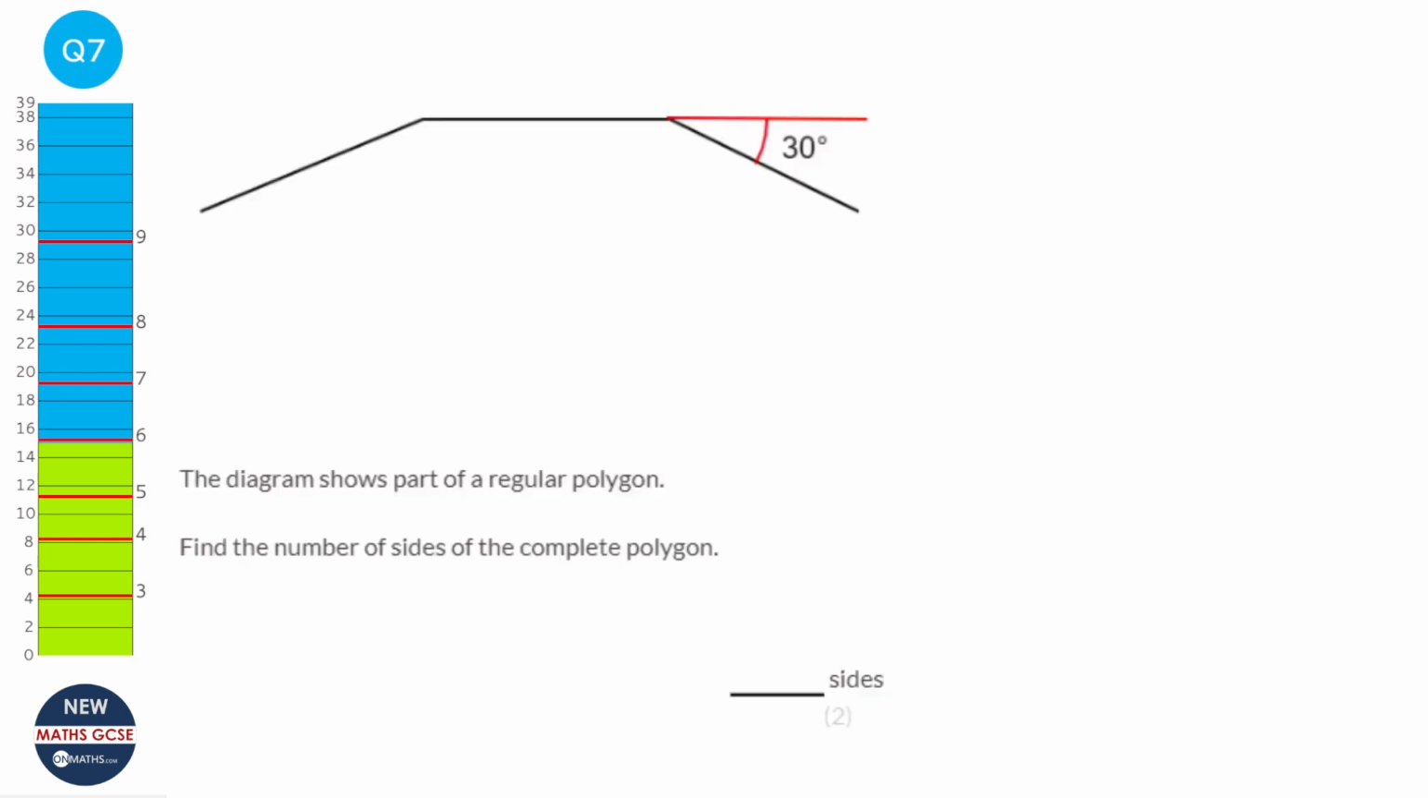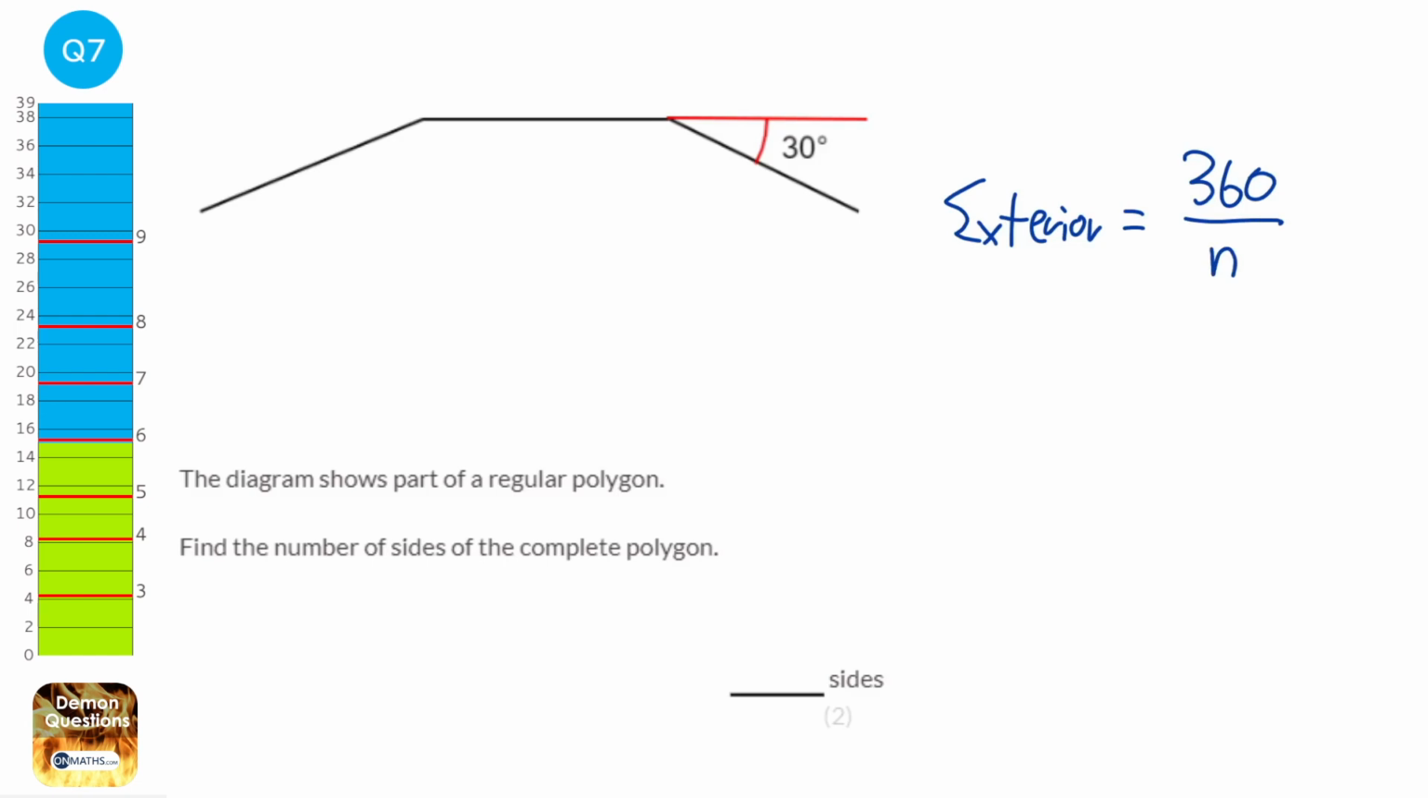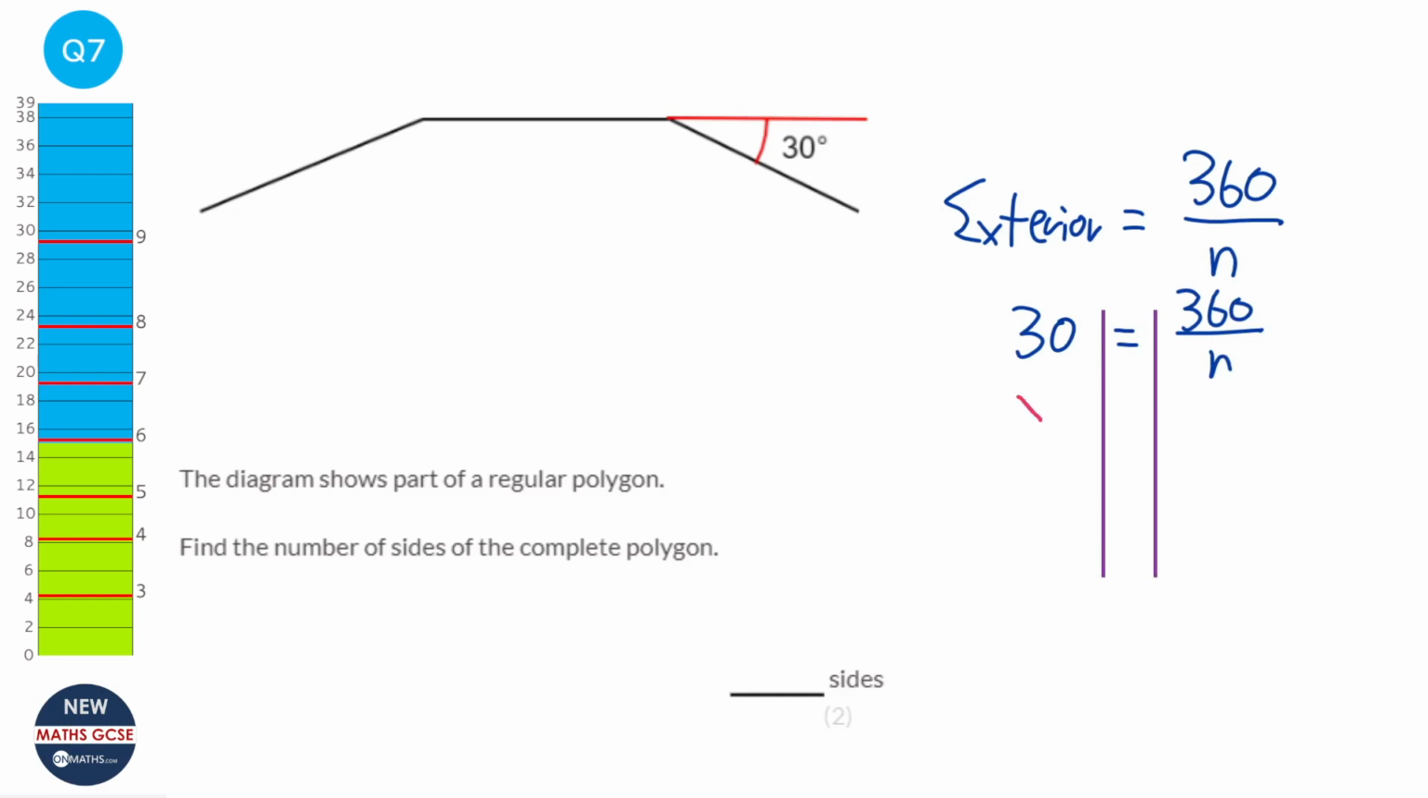The formula for an exterior angle for a regular polygon is 360 divided by the amount of sides. Now here we're given the fact that the exterior angle is 30, and we're looking for n, so we just need to rearrange the equation. We can times both sides by n.